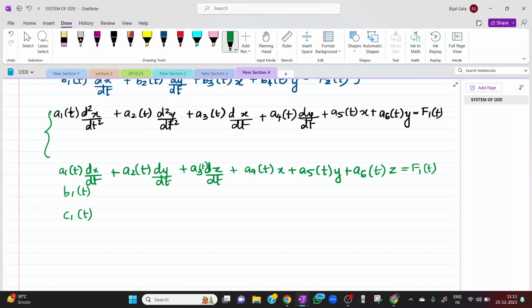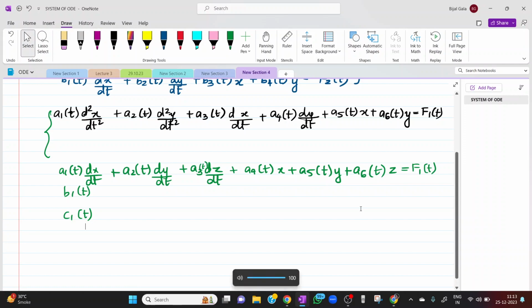Any difficulties? What does A1, B1, and C1 stand for? Sorry, can you be a little louder? What does this A1, B1, and C1 stand for? They are A1, B1, C1, and could be any functions of t.